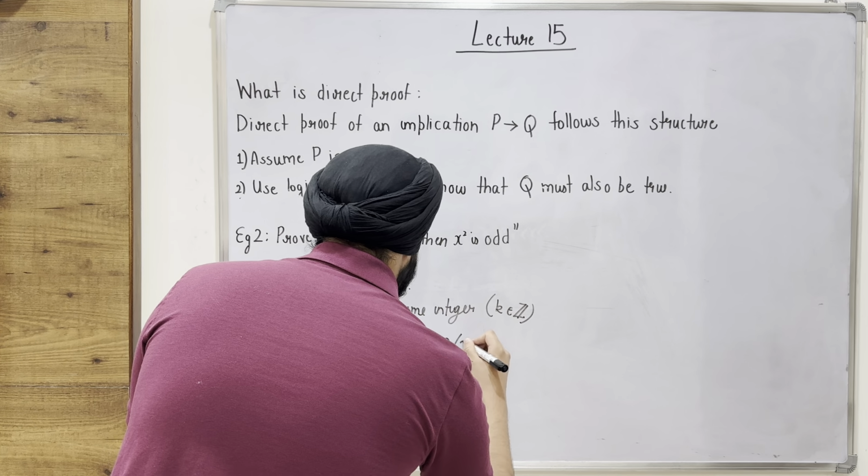So this gives me 4k square plus 4k plus 1. Now, how do I reach the representation of some integer plus 1, right? 2 multiplied by some integer plus 1. That is a representation that I need to convert it to. Now, let's take a look at this, right?